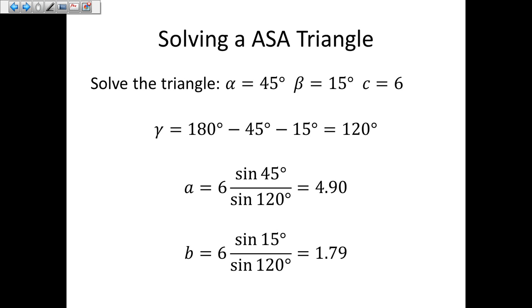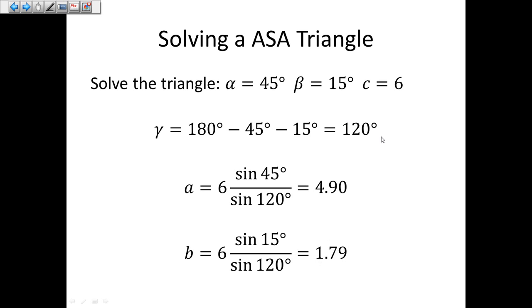Set up the law of sines for B, and I get 1.79. Now, I think this is a good time to point out a quick check that you can run after you're all done solving for triangles. Your smallest angle, which in this case is beta, only 15 degrees, should be opposite your shortest side, 1.79.